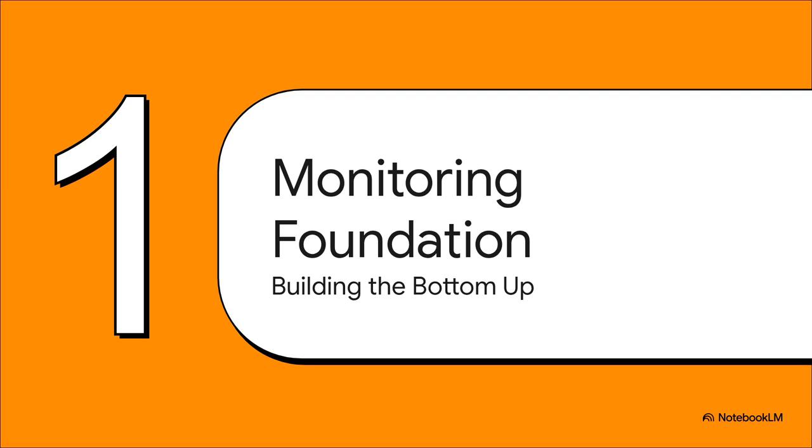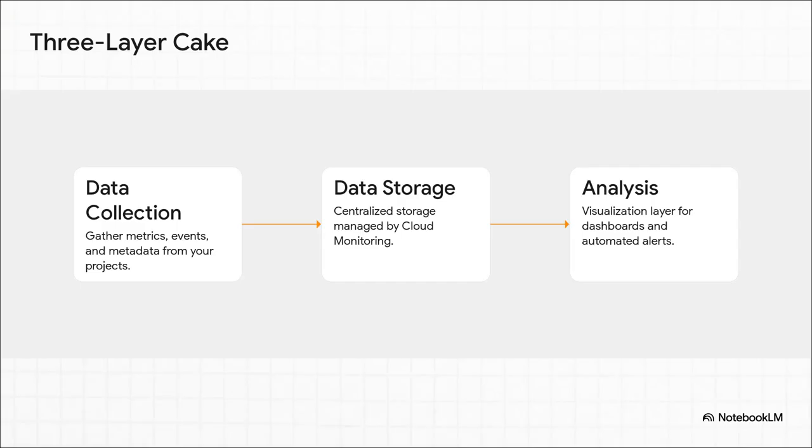We're building this mental model from the bottom up. To really wrap our heads around cloud monitoring architecture, think of it basically like a 3-layer cake. Step 1 is your data collection layer. This is where you're out there actively gathering all your metrics, events, and metadata from your projects, your operating systems, and your custom code. Then we move to Step 2, the data storage layer.